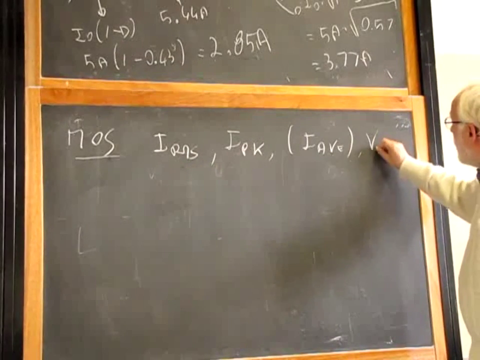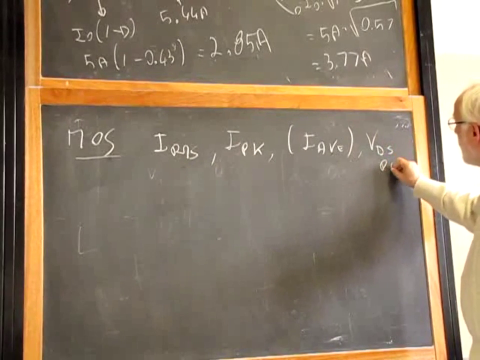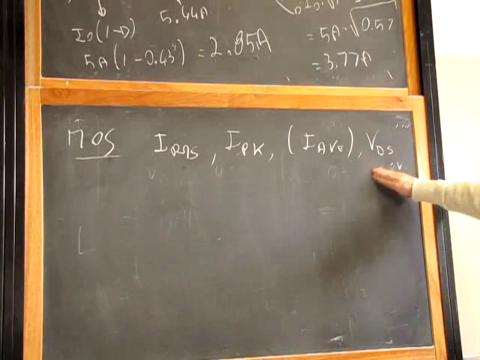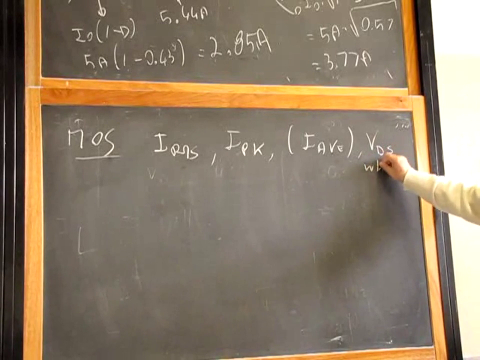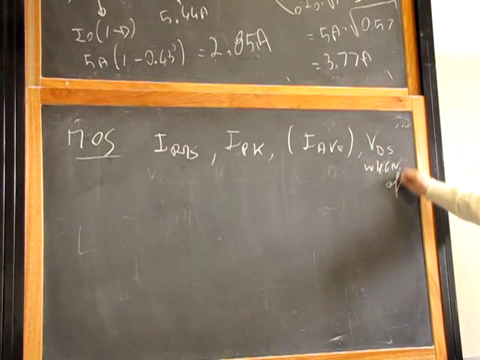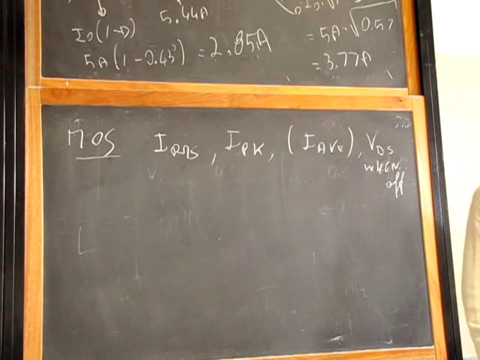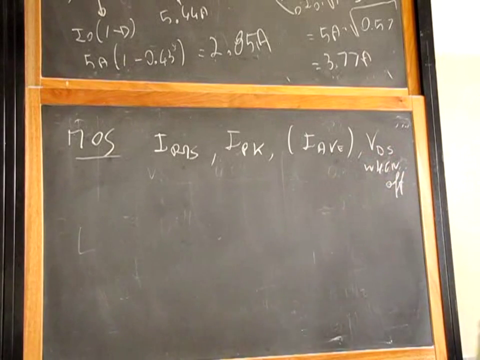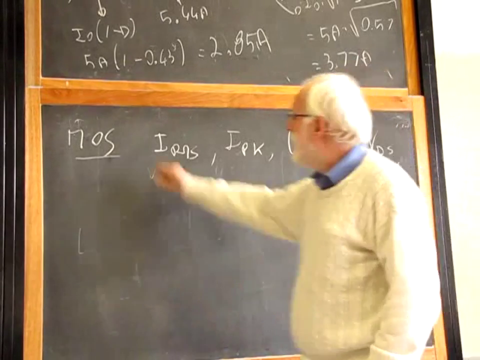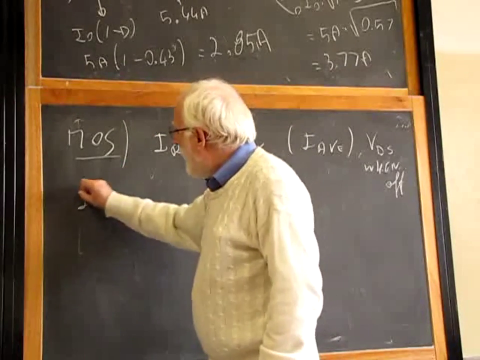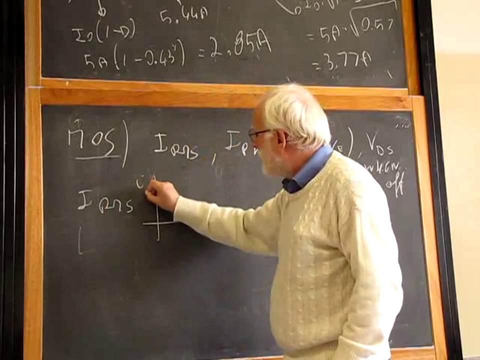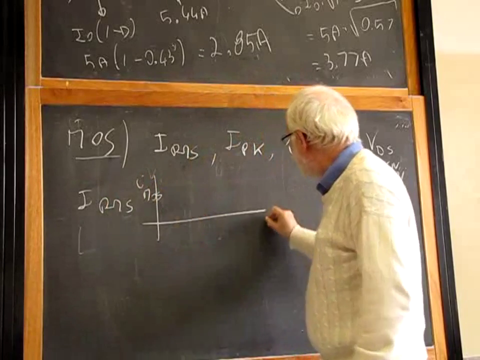And then VDS when it is reverse biased, the maximum when it's off, so VDS when off. Plus we will need one extra step: IRMS. IRMS means the RMS current of the MOS transistor, the switch.